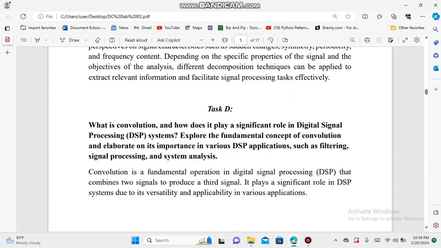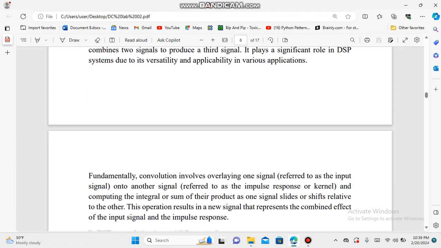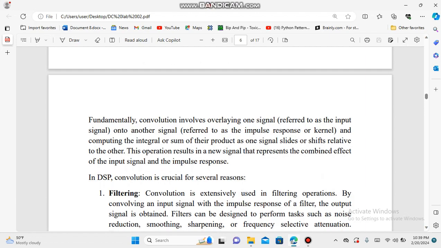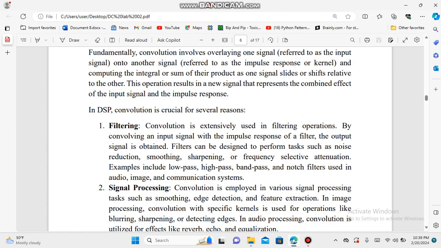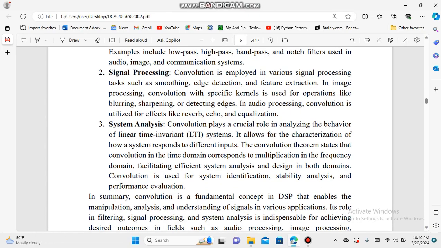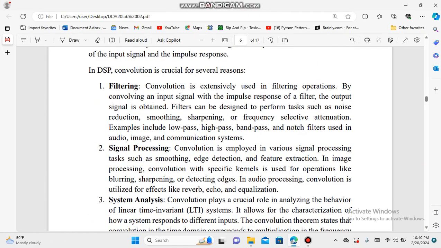It plays an important role in digital signal processing due to its versatility and applicability in various applications. Fundamentally, convolution involves overlapping one signal, referred to as the input signal, onto another signal and computing the integral or sum of their products as one signal slides or shifts relative to the other. In digital signal processing, convolution has several uses: filtering, signal processing, and system analysis. In filtering, convolution is extensively used by convolving an input signal with the impulse response of a filter. The output signal is obtained.